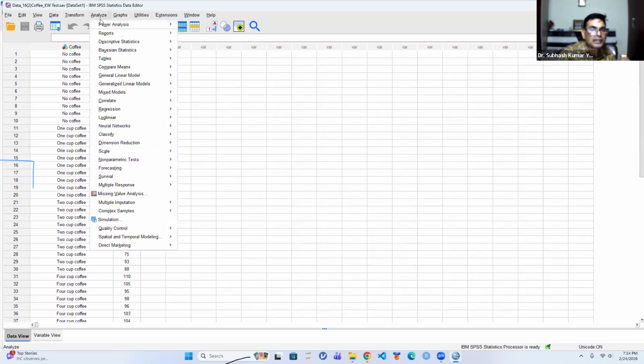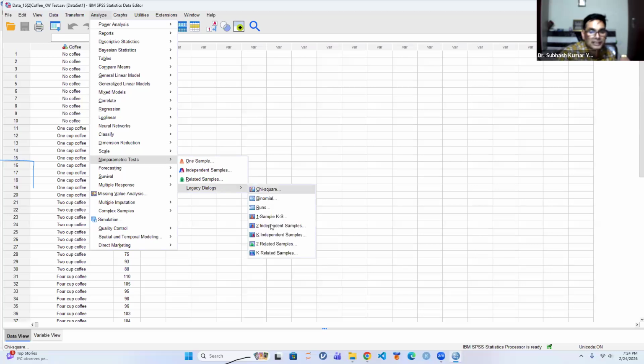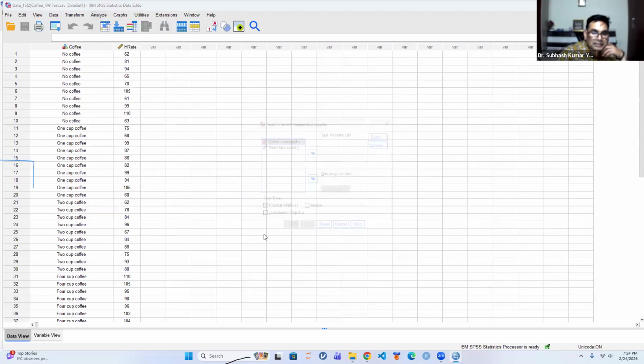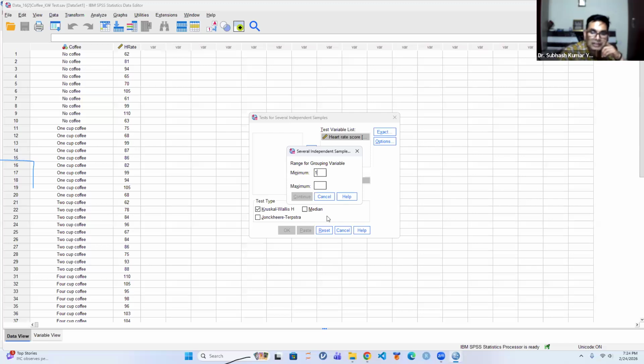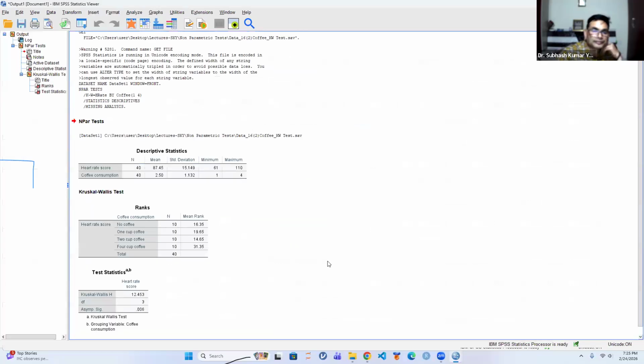So just go to Analyze, then Non-parametric Tests, then go to Legacy Dialogs, and there you will see K Independent Samples test. Just put heart rate here and the grouping variable here, and you have to define the groups. Since we are dealing with four groups, the minimum is 1 and the maximum is 4. Just click on Continue. If you wish for the descriptive statistics, then click on here, Continue. Otherwise, just click on OK.